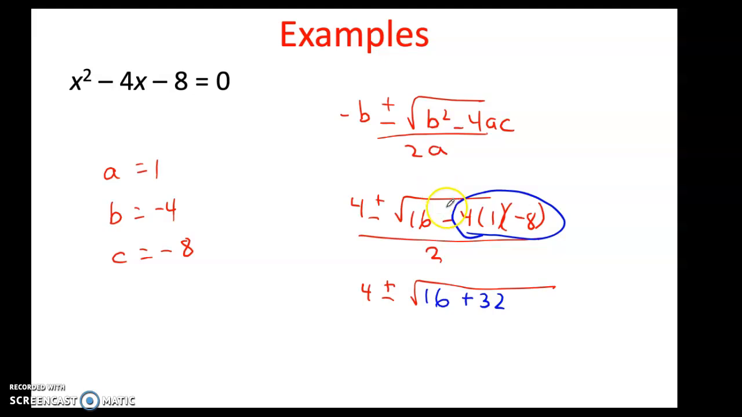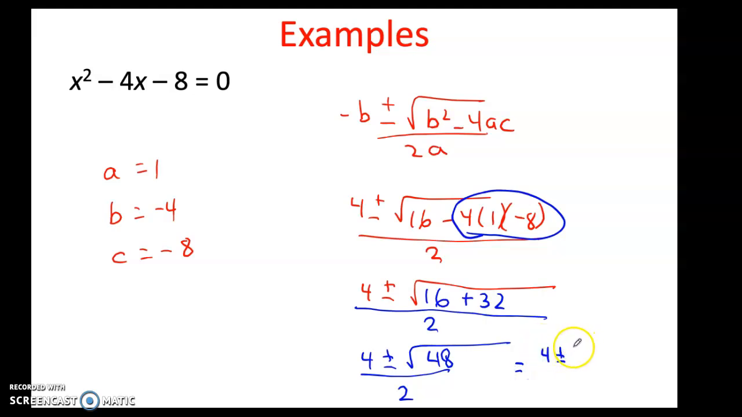So again, how did I get this? Negative 4 times 1 is negative 4. Negative 4 times negative 8 is 32. And now we're going to do it all over 2. So inside the radical is now square root of 48 over 2. And we know from even our class when we reviewed, you always have to simplify the radical. So that's the same thing as 4 plus or minus the square root of 16 times 3.